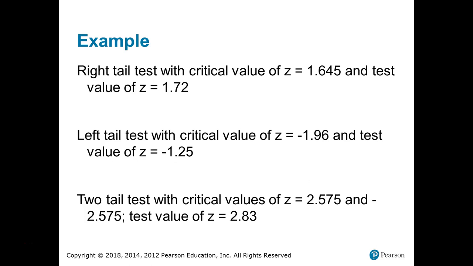Finally, we have a third example. We are doing a two-tailed test with critical values of z equals positive and negative 2.575, and our test value we got is 2.83. 2.83 is greater than 2.575, meaning it will fall to the right of 2.575. Since it's falling to the right of 2.575, it is landing in the right tail region. So since the test value lands in that region, we can reject the null hypothesis.